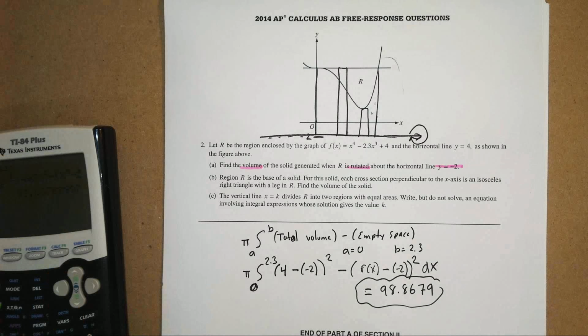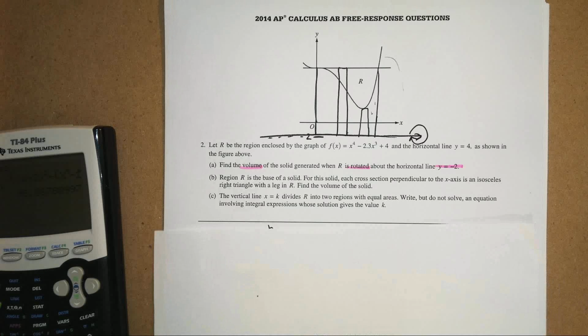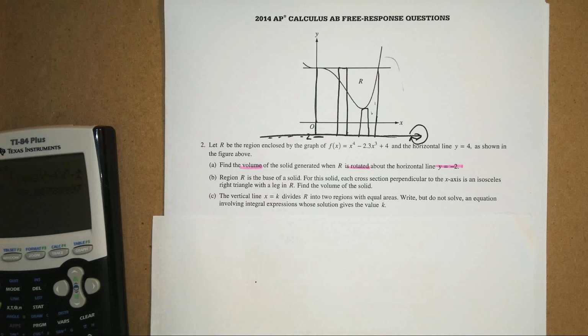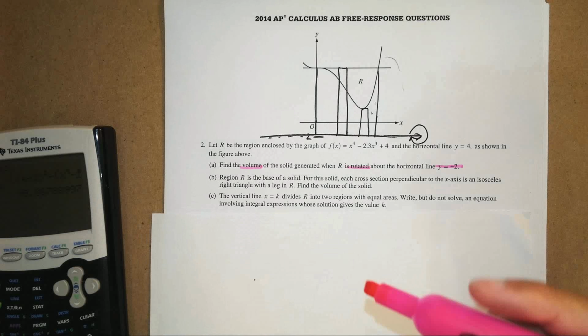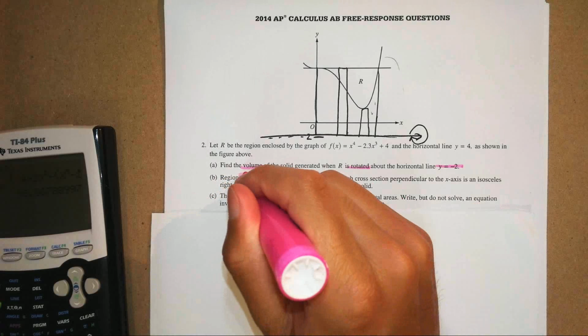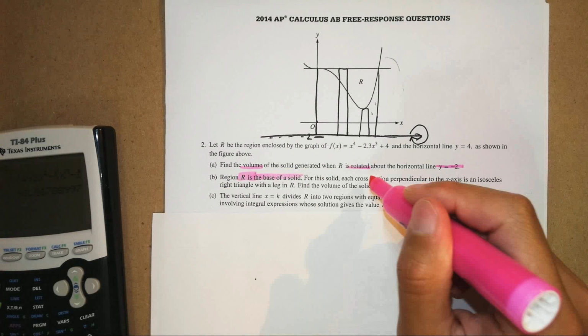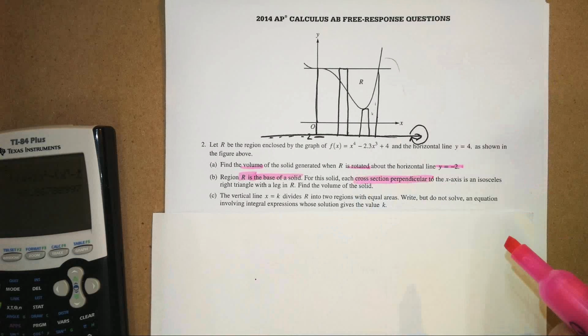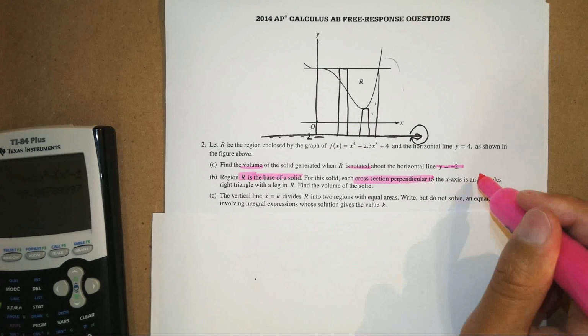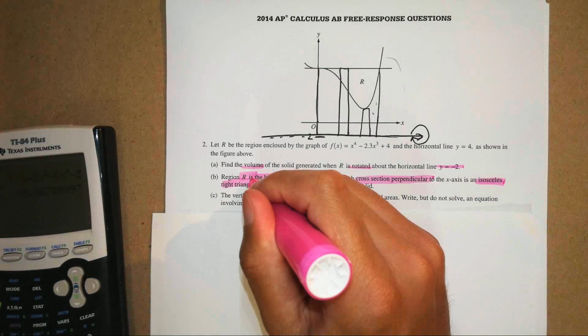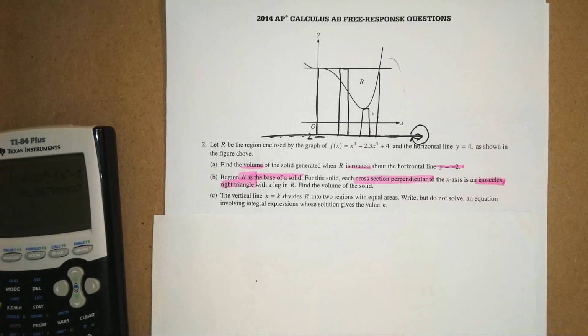So working in part B, you're going to realize that it says region R is the base of a solid. For this solid, each cross-section perpendicular to the x-axis is an isosceles right triangle with a leg in R. Find the volume of the solid. Well, it's all about keywords. What am I looking for to know that I'm going to do this process? R is the base of the solid. Whenever you see cross-section perpendicular, and then they're going to give you a shape. In this case, they tell you it's an isosceles right triangle. Then it's going to say find the volume. But my keyword is always cross-section.